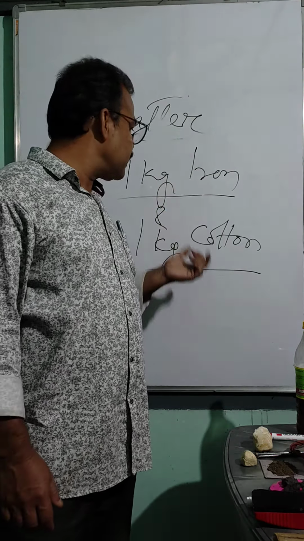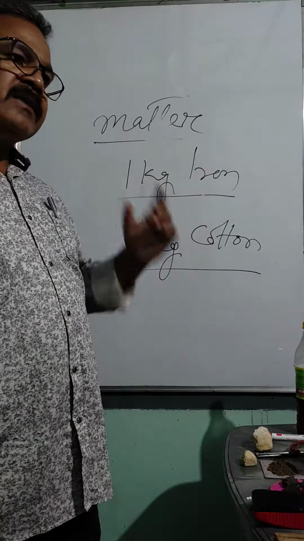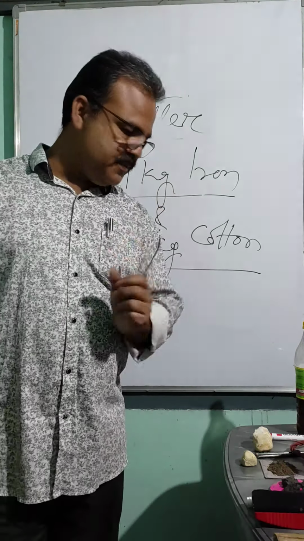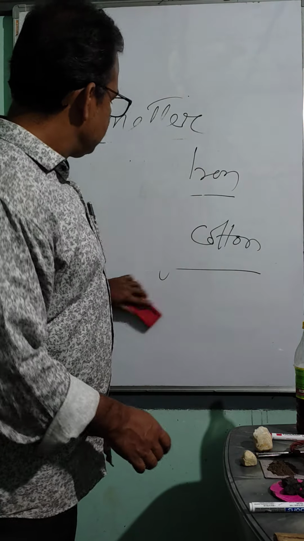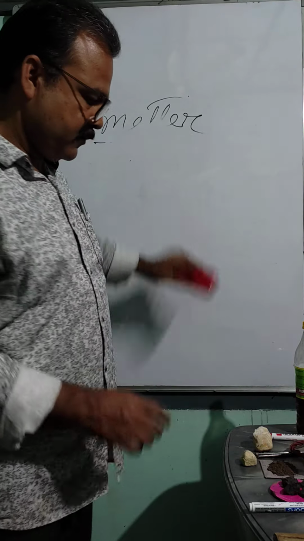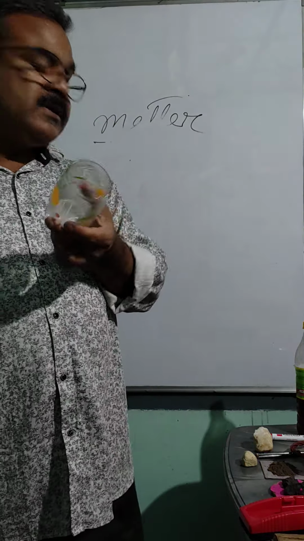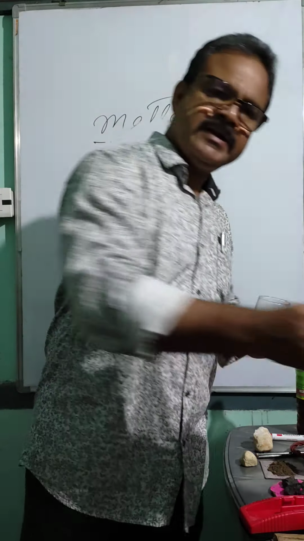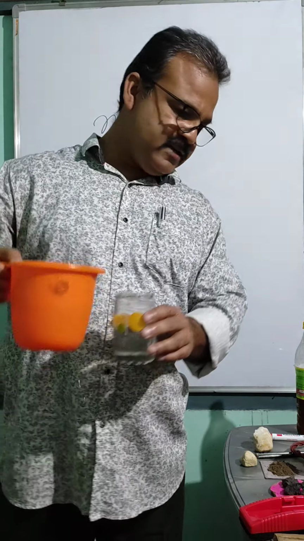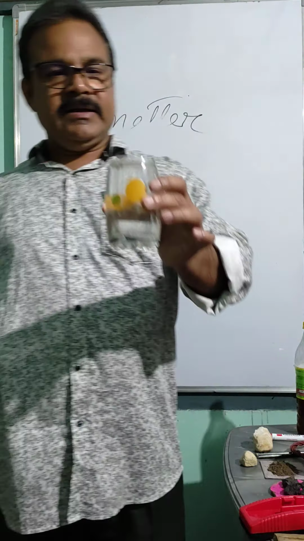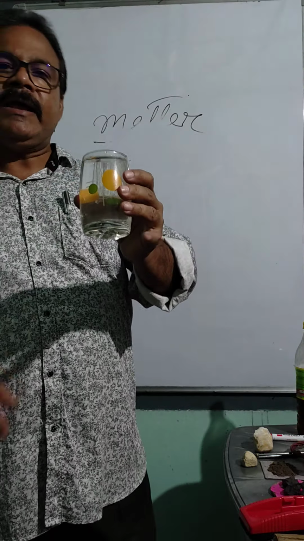Mass is the actual matter present in the object. Okay, mass is the actual matter present in the object. Clear? Now you come to another term, that is space. Now again you take another example. This glass is empty. Let me pour some water here. Now the glass is full of water. Is there any visible empty space? No. There is no visible empty space.